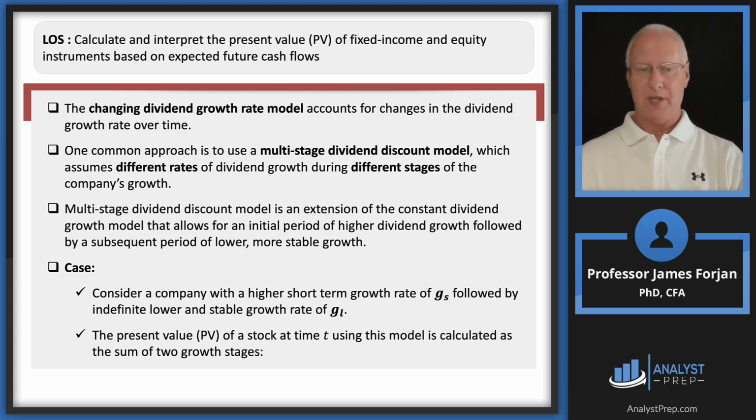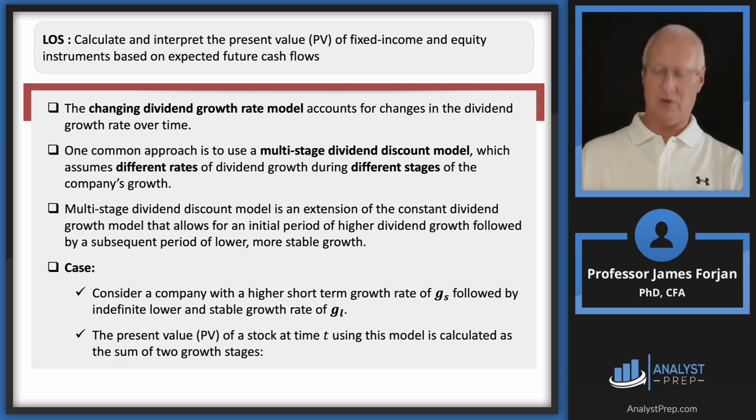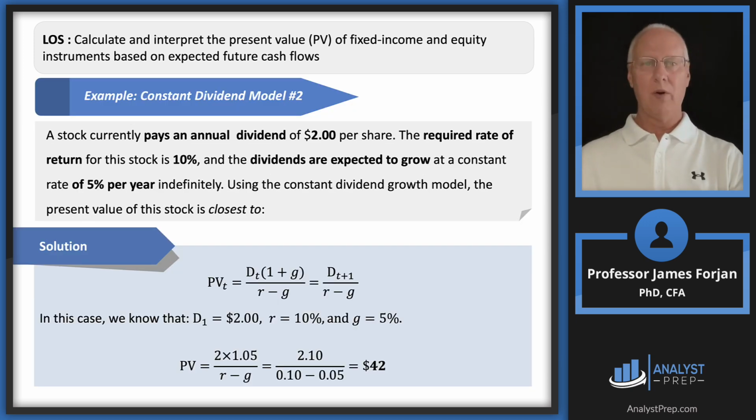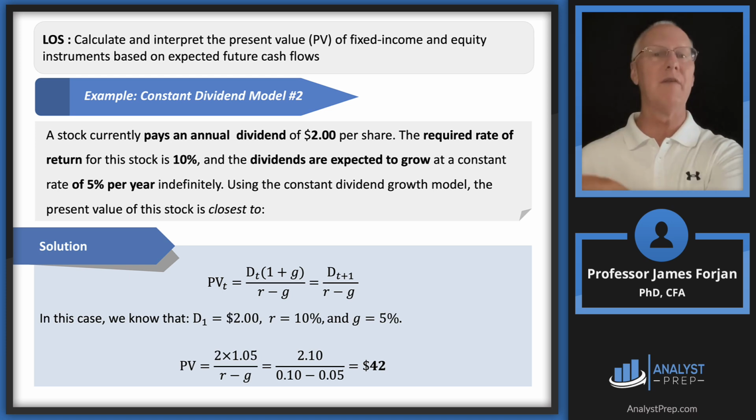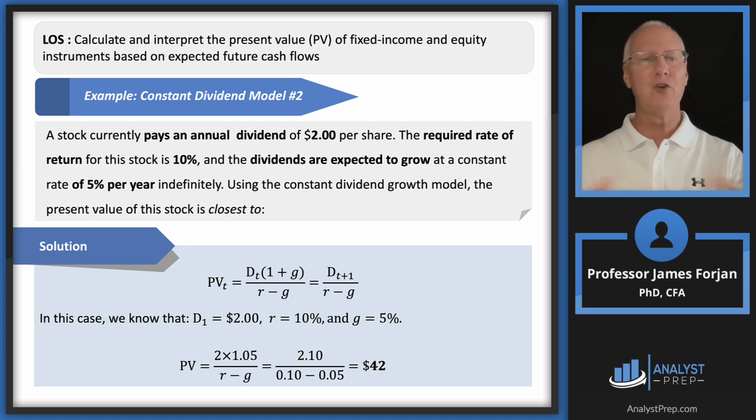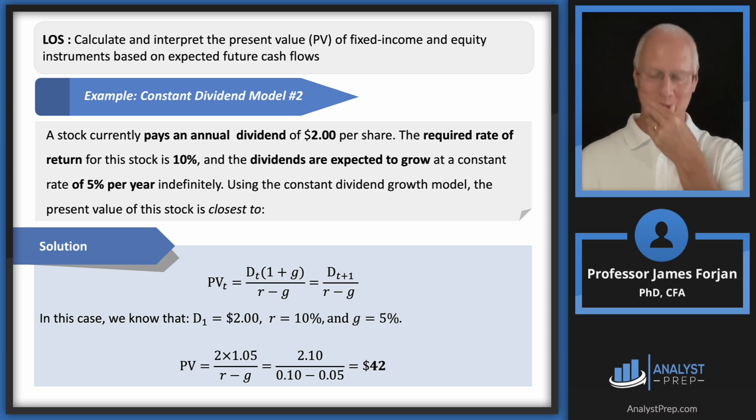Now, what happens if a company does not have a constant growth rate? Let's go back here real quick. What if G changes? In this case, G is 5% forever and ever and ever. That is what we call in academics a super limiting or a super restrictive assumption.